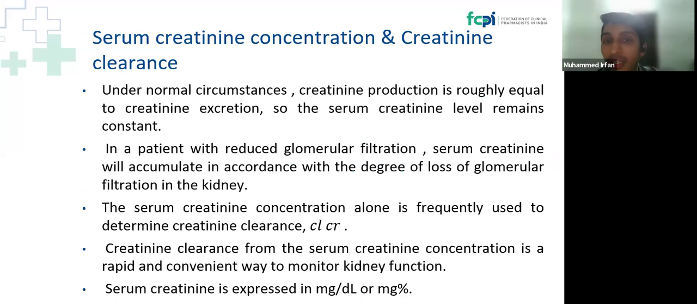And the serum creatinine concentration and creatinine clearance. Under normal circumstances, creatinine production is roughly equal to creatinine excretion, so the serum creatinine level is constant. But in certain cases, it will be altered. In patients with reduced glomerular filtration, serum creatinine will accumulate in accordance with the degree of loss of glomerular filtration in the kidney.